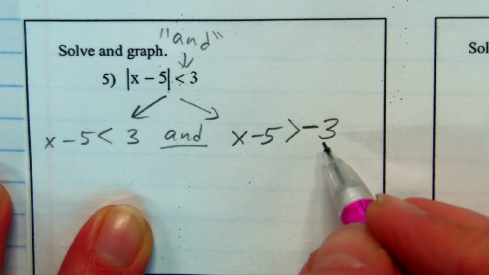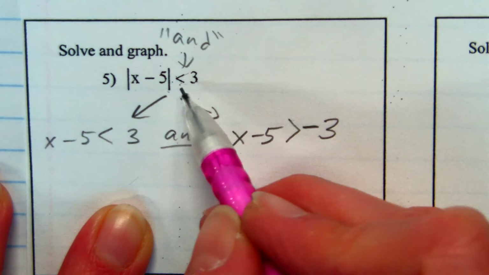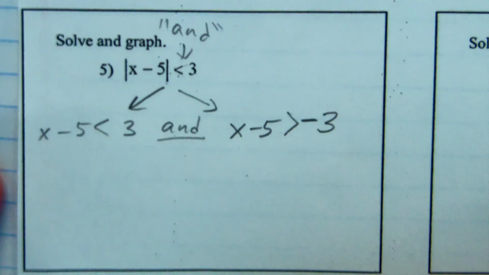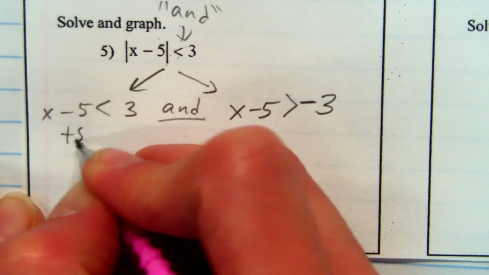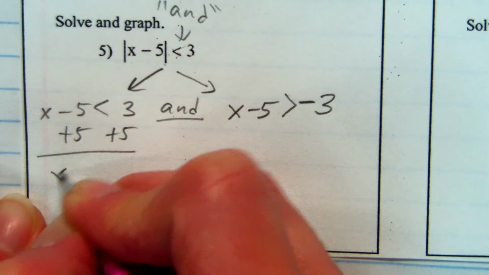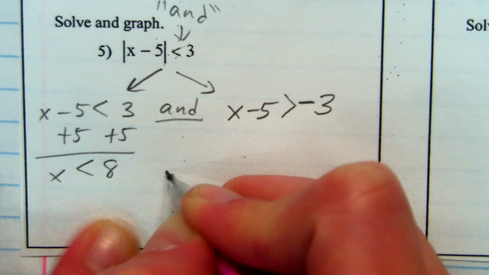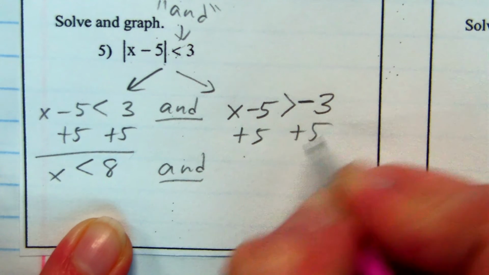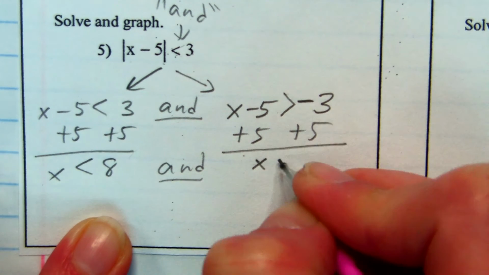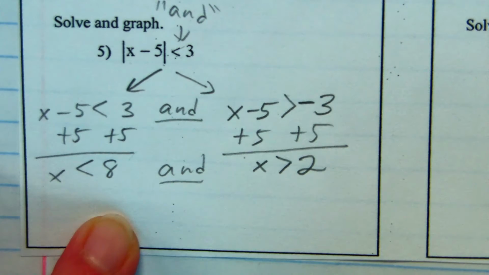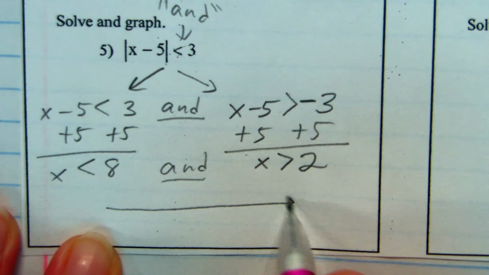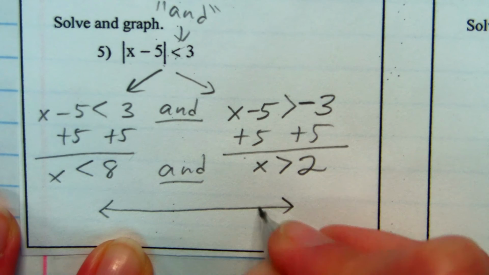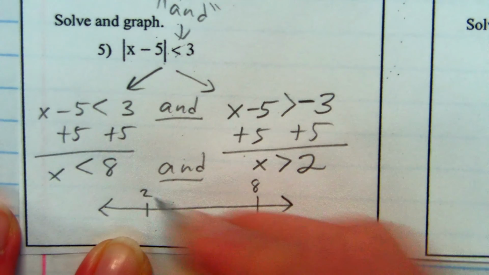Okay, so it's kind of like the equation. We go from +3 to -3, but we have to flip the sign because we changed that from positive to negative. And then we solve it. So add 5, x is less than 8. And over here we add 5, x is greater than 2. So if you don't want to do that thing where you combine them, you could just put 8 on here and 2 and think about it.